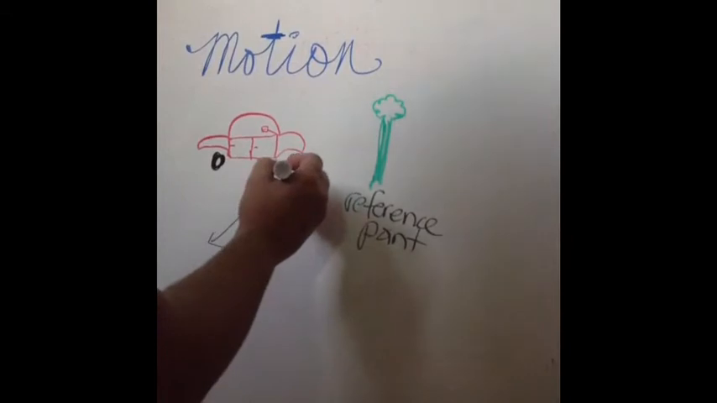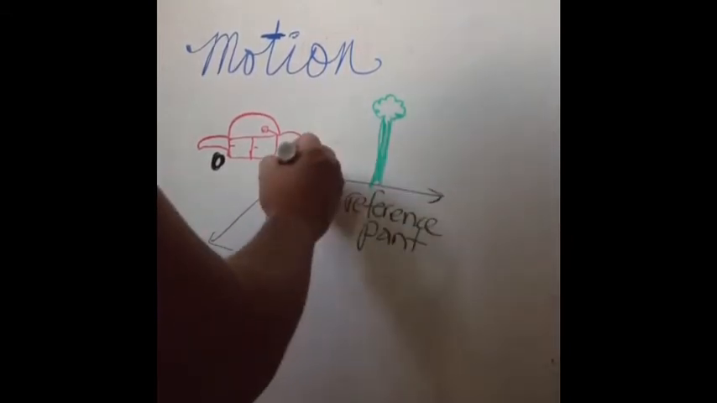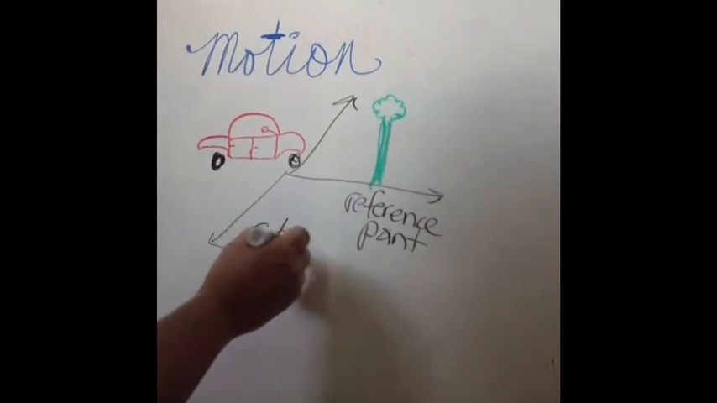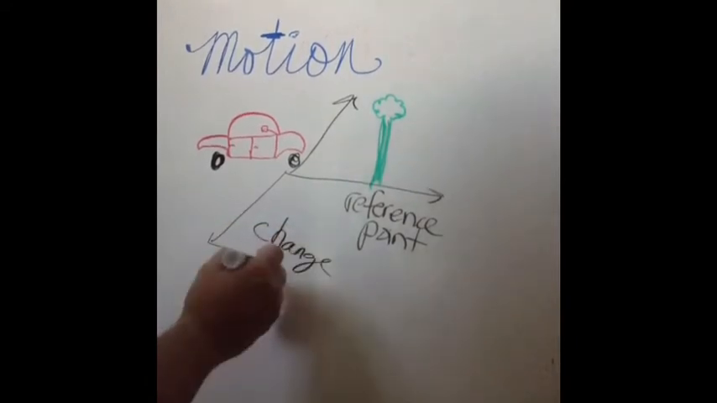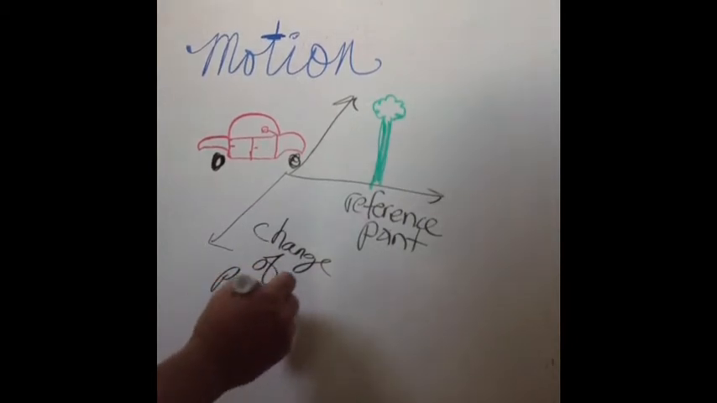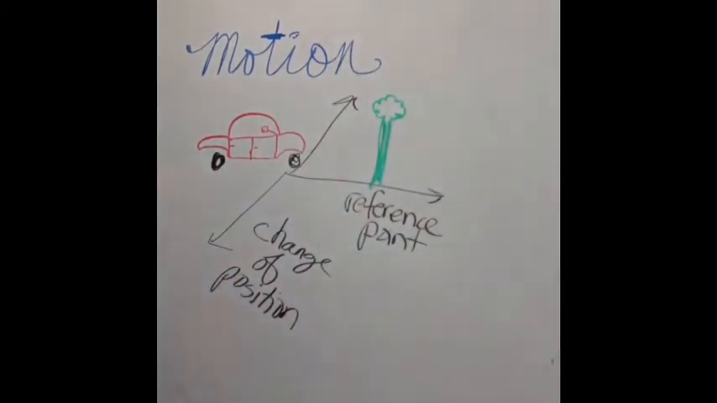So the car is going in some direction. Okay, the position is changing. Change of position. So to have motion, there has to be a reference point and there has to be a change of position of the object that's in motion. Alright, now let's talk about how you can describe that.